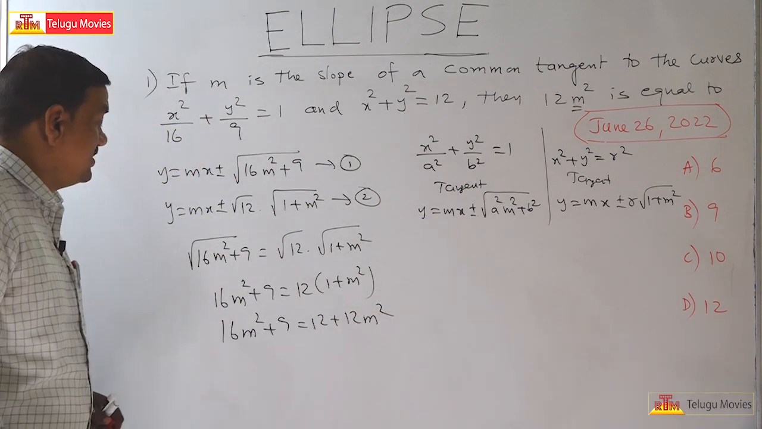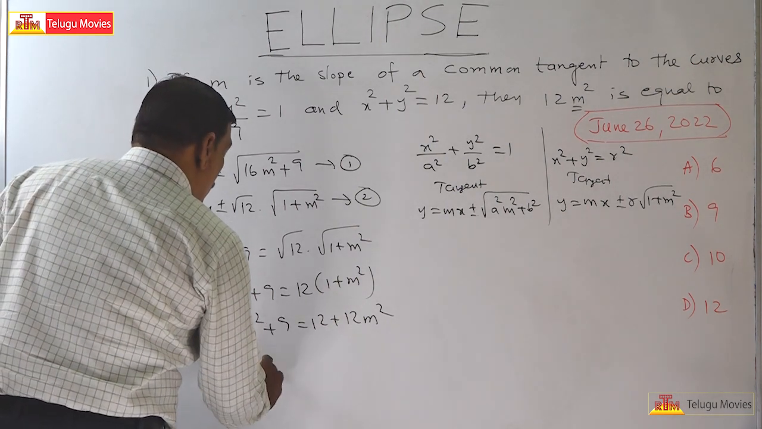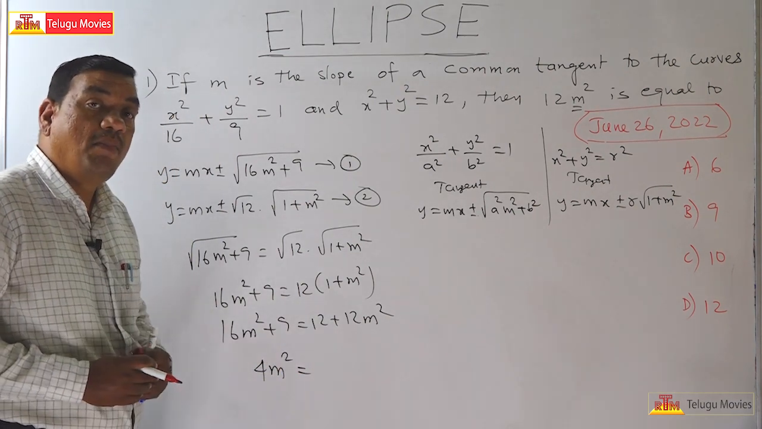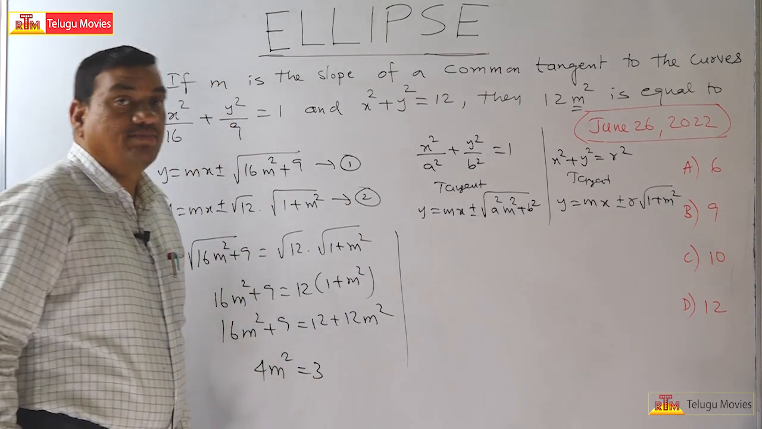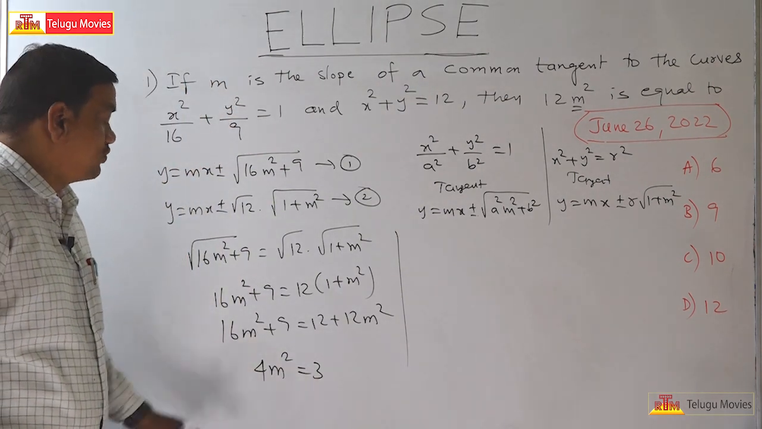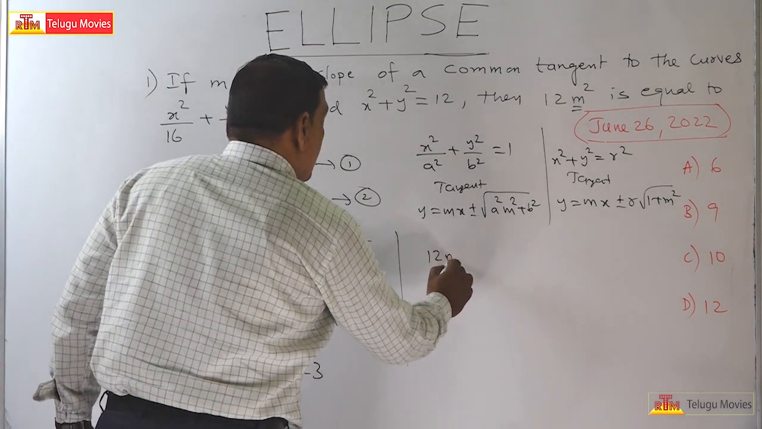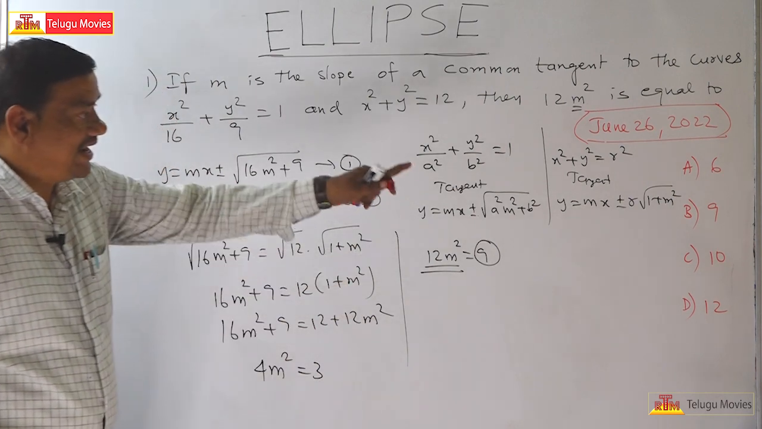So, bring 16m square minus 12m square. This is equal to 4m square is equal to 12 minus 9, which is 3. We want 12m square, so multiply by 3 on both sides. That gives 12m square is equal to 9. Therefore, your 12m square value is 9.